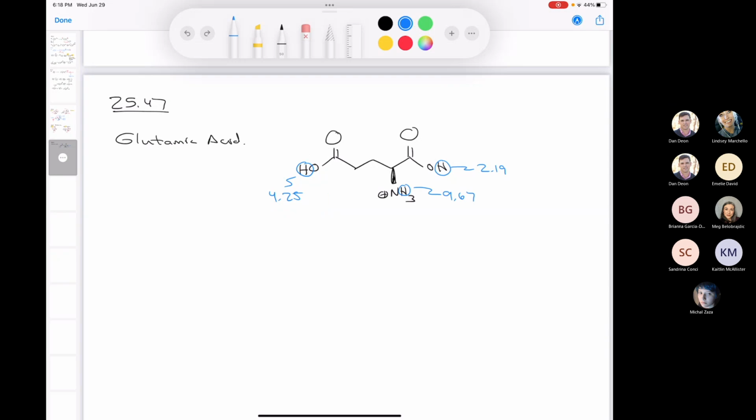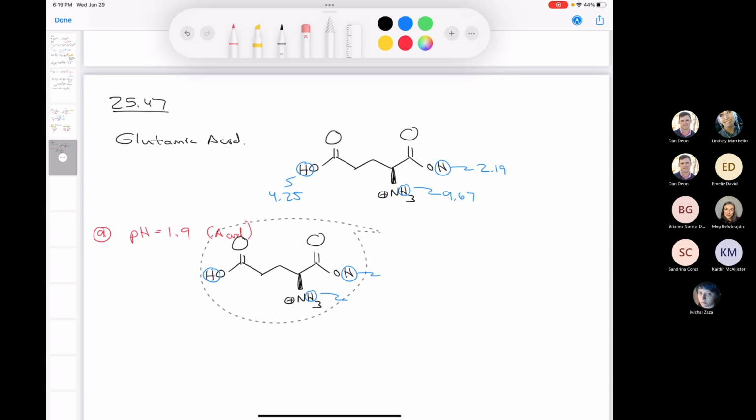Okay, so now what they want us to do is draw the form of glutamic acid that's going to predominate at a pH equal to 1.9. That's a very acidic pH, okay? Very strongly acidic. And you can see that this pH is lower than all of the pKa's in the glutamic acid. Therefore, to draw the form that's going to predominate at a pH of 1.9, all I have to do is copy this and paste it here.